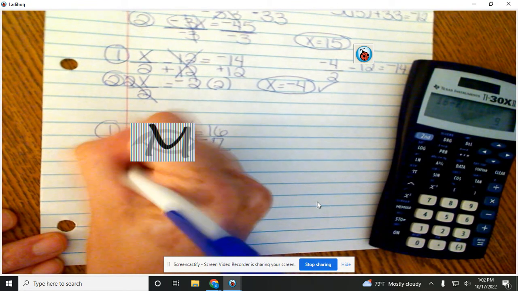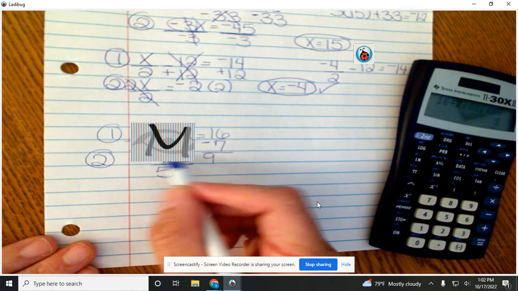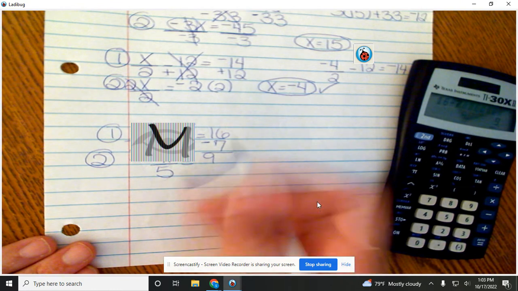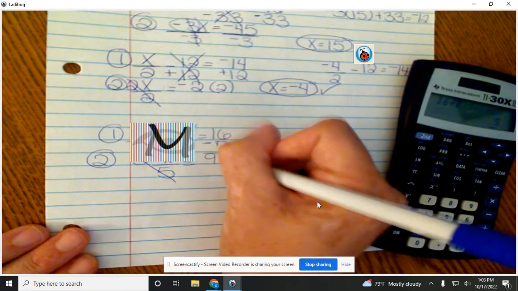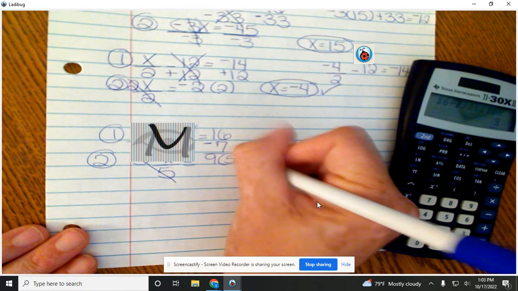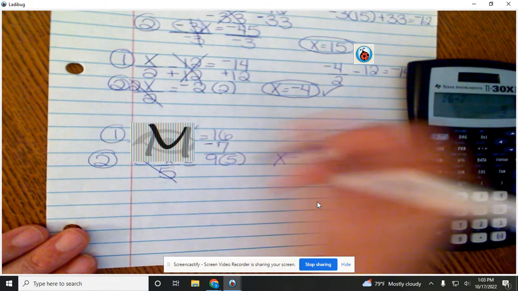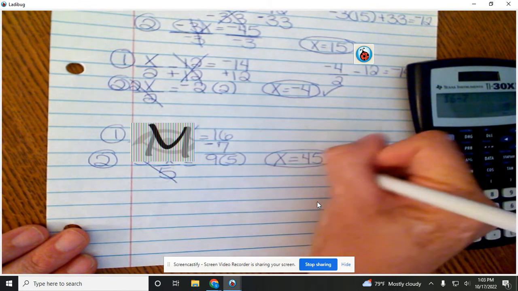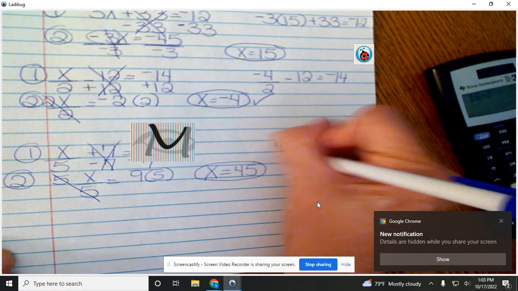Step 2, we need to get x by itself. The opposite of division is multiplication. So a simple way to do it is I take my denominator and multiply it over here, which exits out. And if I multiply on one side, I have to multiply on the other. So 9 times 5 is 45. So x equals 45. If I'm going to double check my work, I'm going to do 45 divided by 5 plus 7.